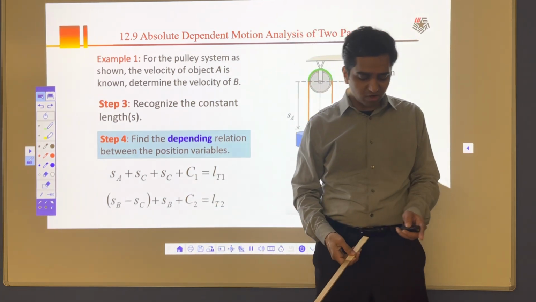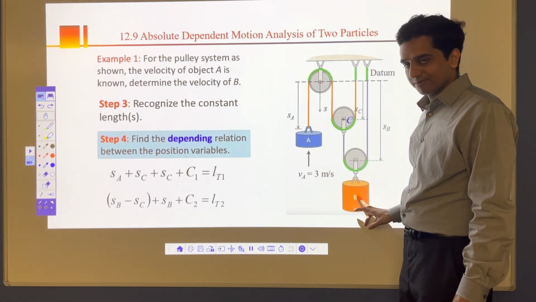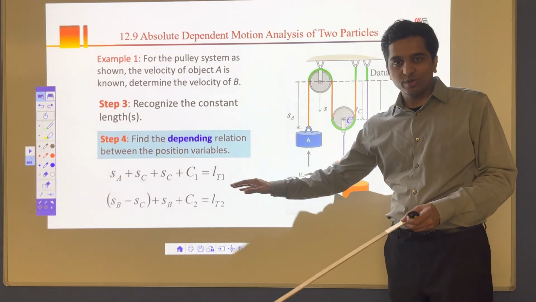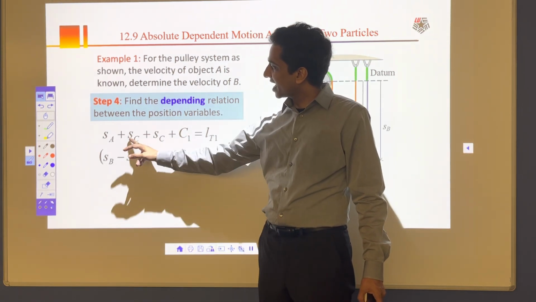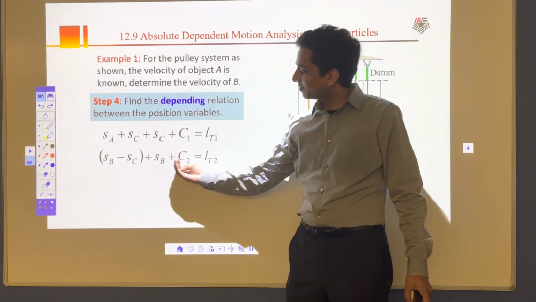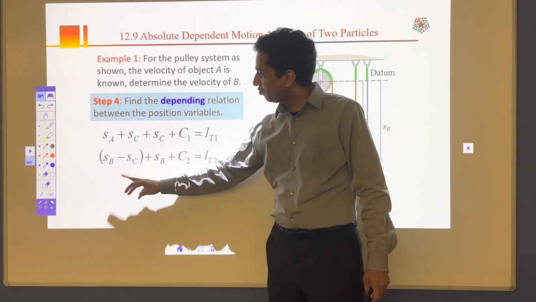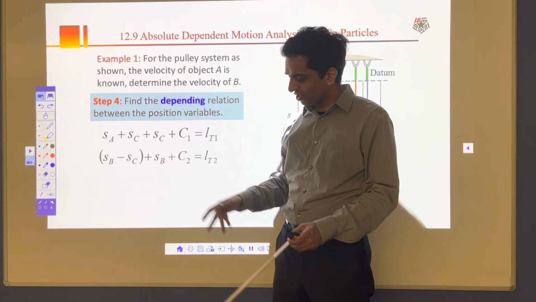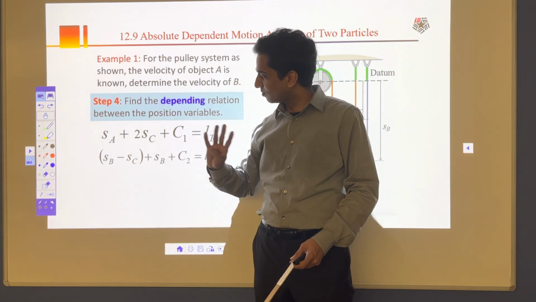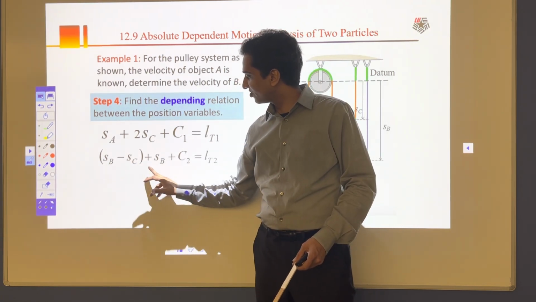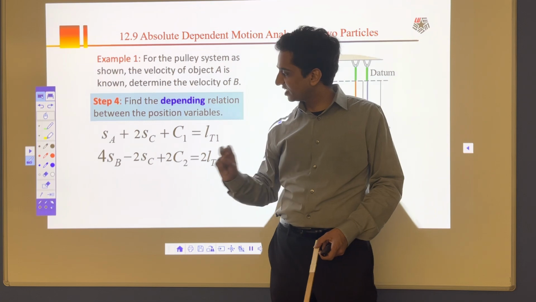Once you have these two equations, all I have to do is eliminate SC. In this case, I don't need the velocity of C. All I care about is the velocity of A and B. I have to eliminate SC. I have two equations, so I'm going to combine them. I have SA plus 2SC plus C1 here, so I have 2 SC in this one and 1 SC in the other. I'm going to multiply the second equation by 2. So this SB will become 2 SB, and with the multiplication it becomes 4 SB minus 2 SC plus 2 C2 is equal to 2 LT2. That's your second equation, 4 SB minus 2 SC.